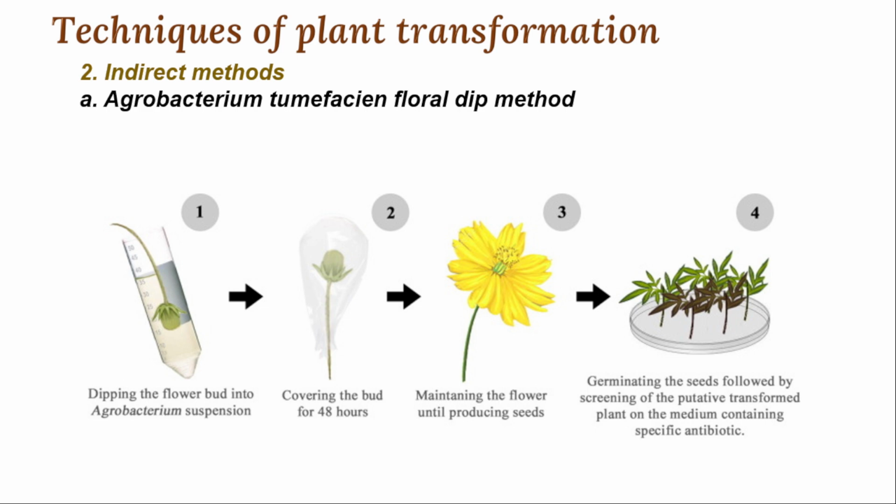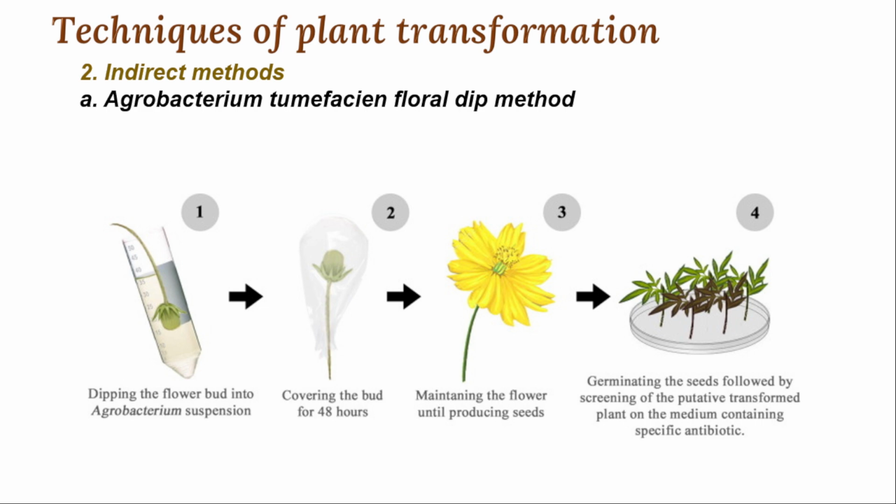Whenever desired genes are inserted into the Ti plasmid, it becomes a hybrid plasmid. Then whenever the infection happens, whenever any flower is dipped into the solution that contains this Agrobacterium that contains the desired DNA, what happens further? This flower will be transformed and then produce different types of hybrids whenever you germinate it.